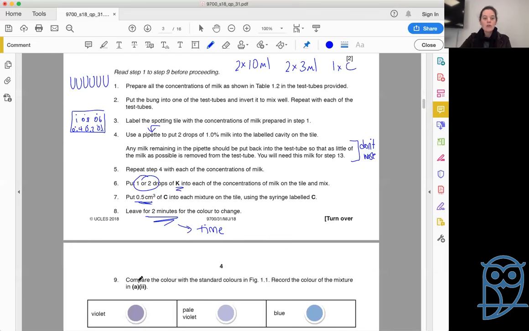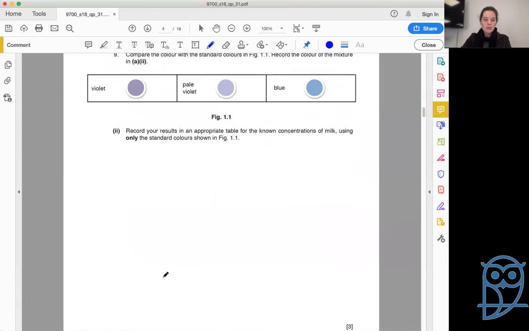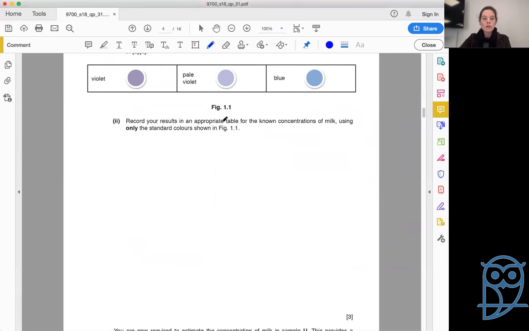And then we're going to compare the color with the standard colors in figure 1.1, recording the color of the mixture in A part 2. A part 2 is simple and straightforward. Record your results in an appropriate table for the known concentrations of milk using only the standard colors in figure 1.1. So we've got to use these colors only when we're describing our results.